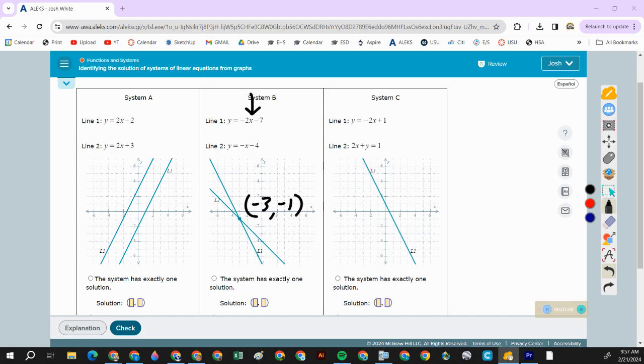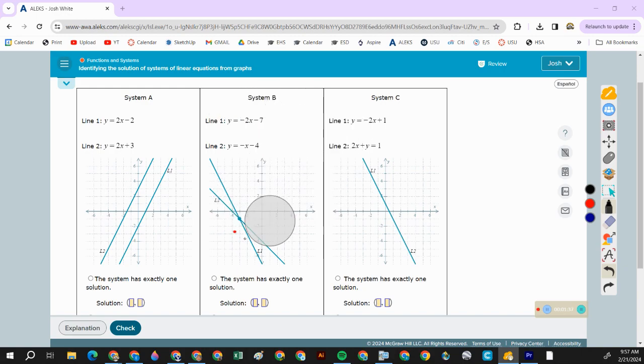So if I plug -3 in there, I get 6 minus 7 is -1, and that's true. But if I plug -3 in there, the opposite of -3 is 3, and 3 minus 4 is -1, and it works. That is the only point that satisfies both equations. Each equation has an infinite number of points, but only one point satisfies both.